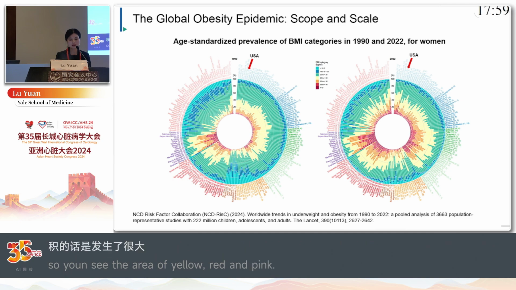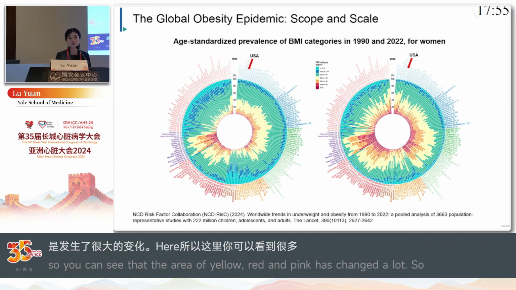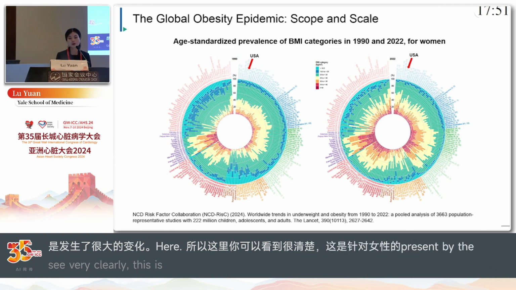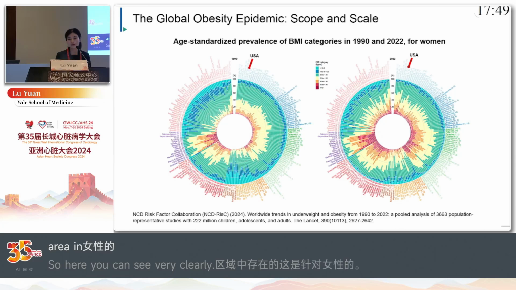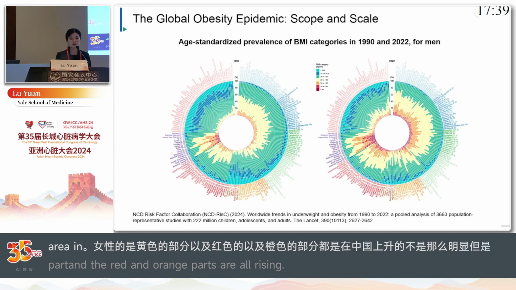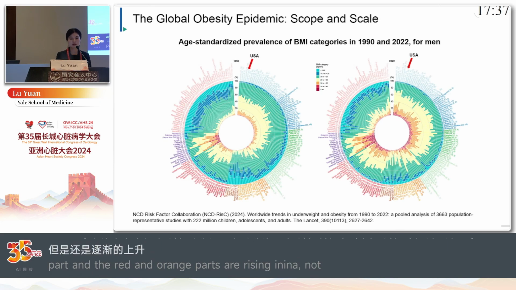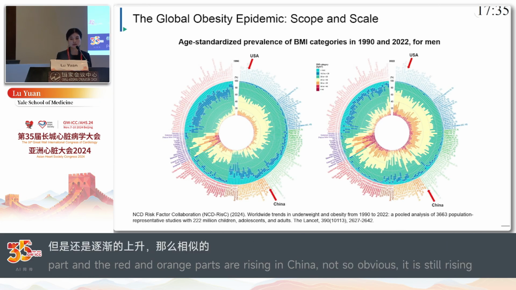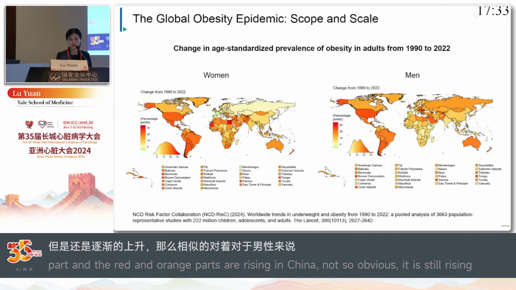Here is the US. Clearly, for women, the prevalence of overweight and obesity, represented by the area in yellow, orange, and red color, increases. China is here. Even though the increase is relatively small, there is still an increase over time. Similarly for men, we can see a similar increase here. This is the US and China.